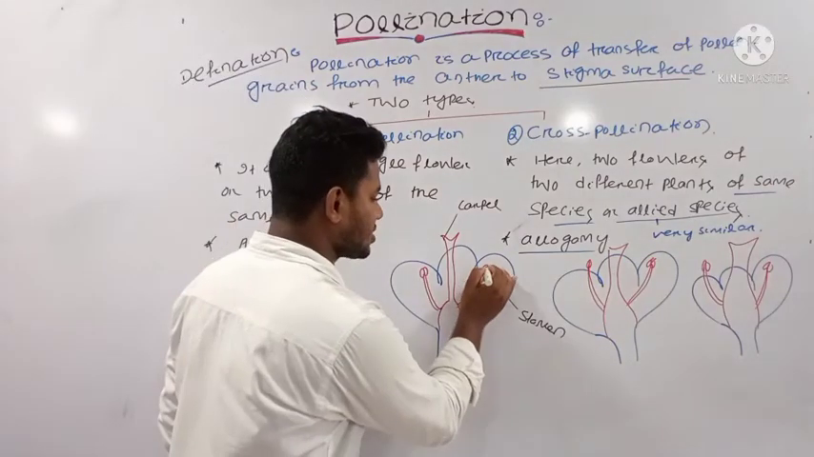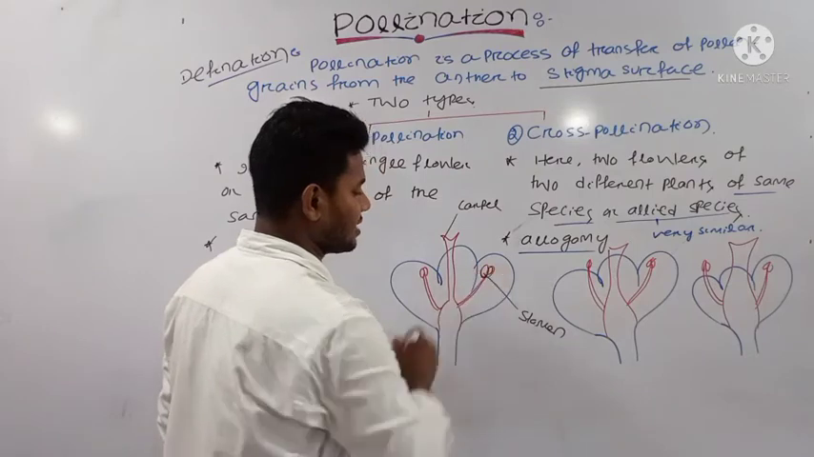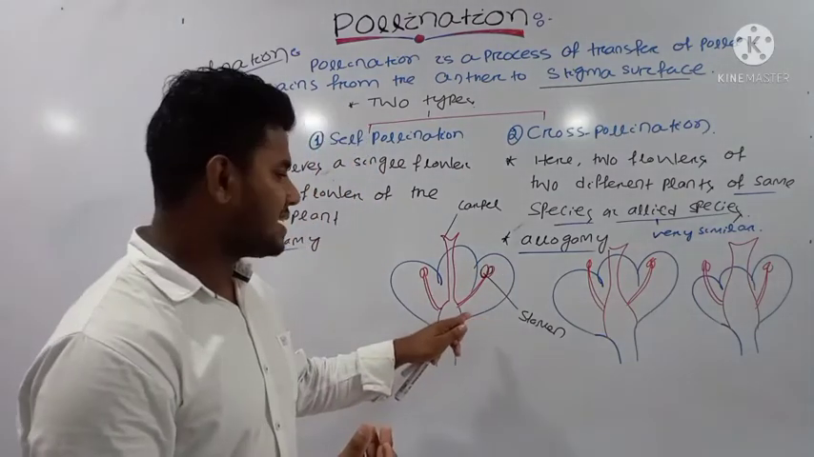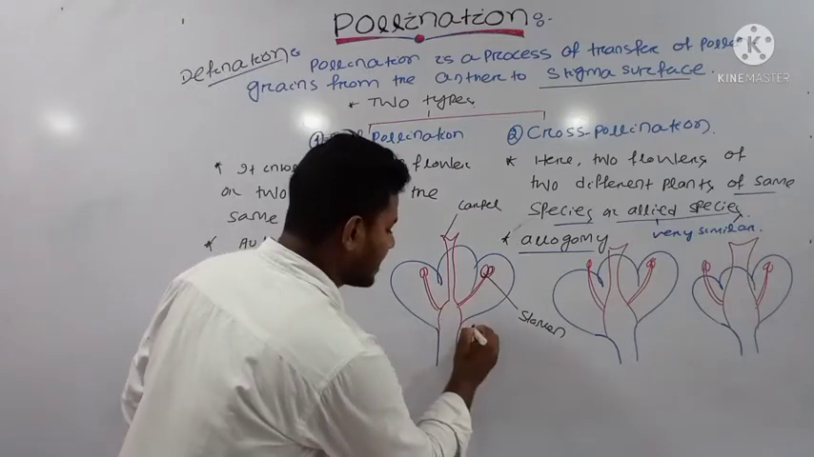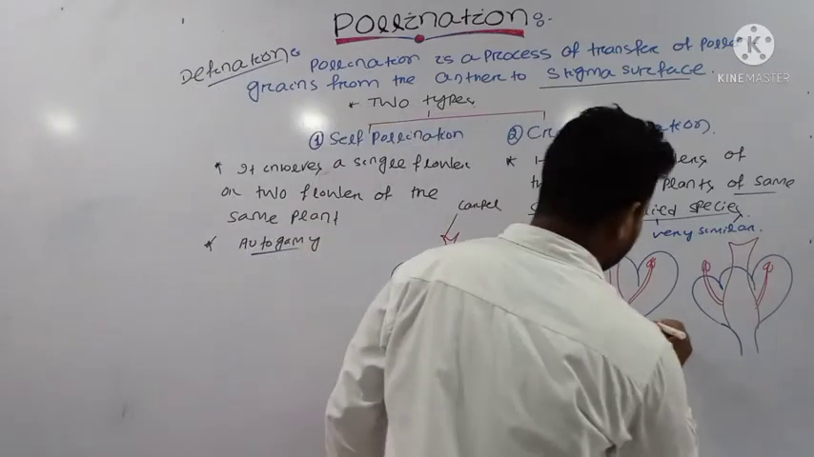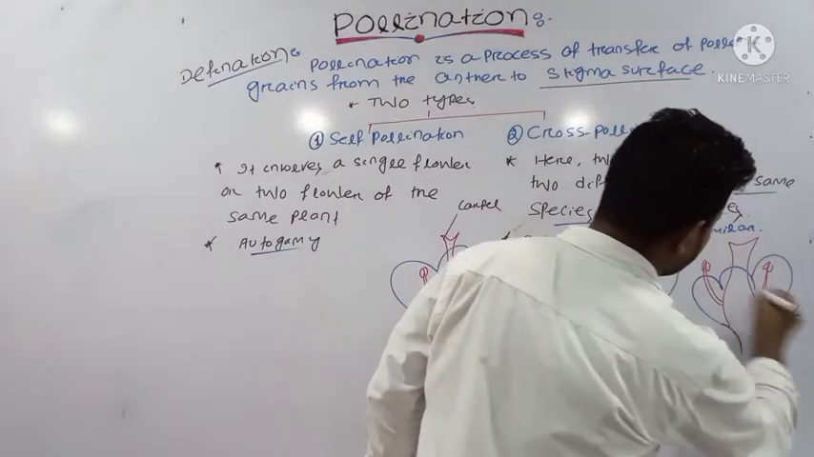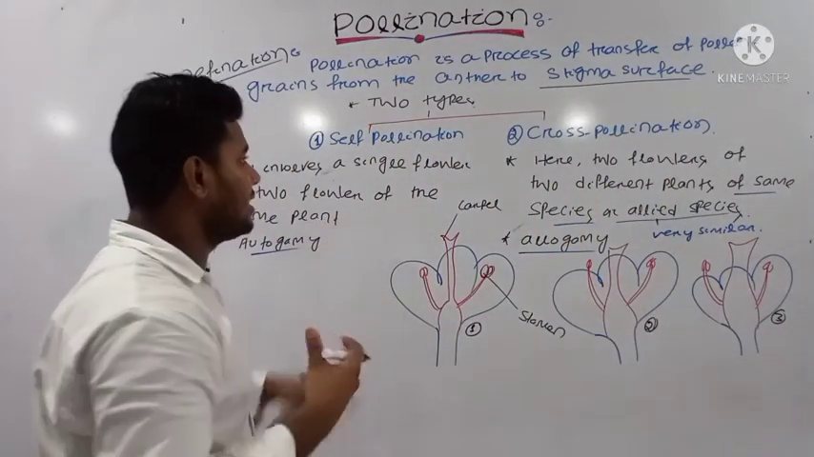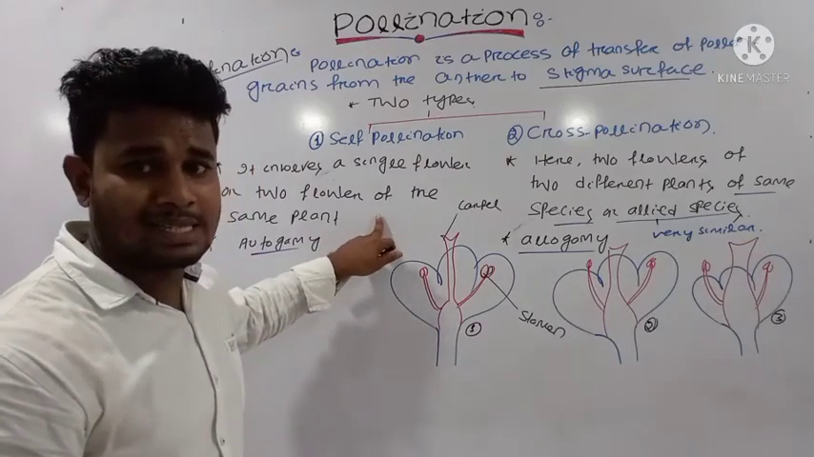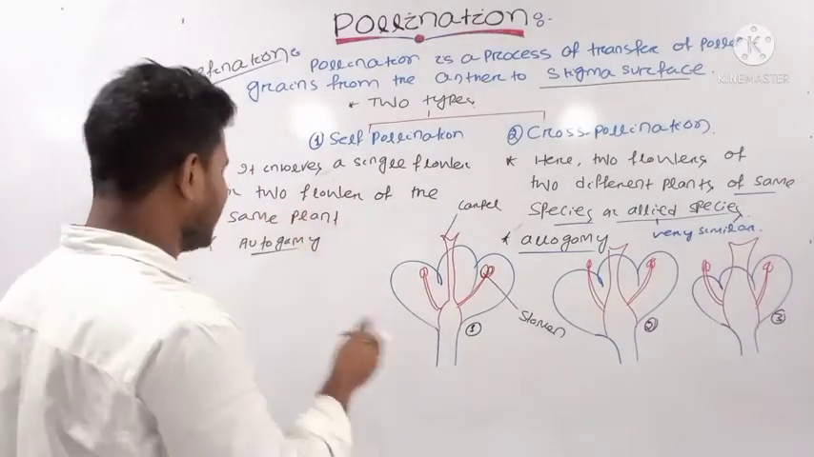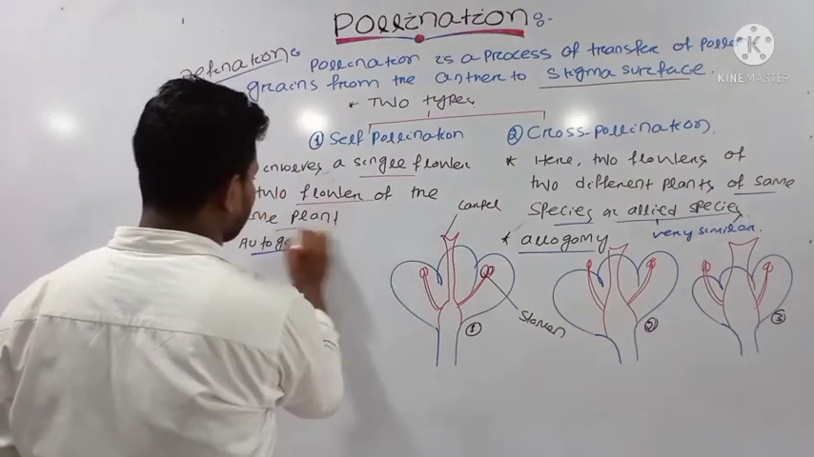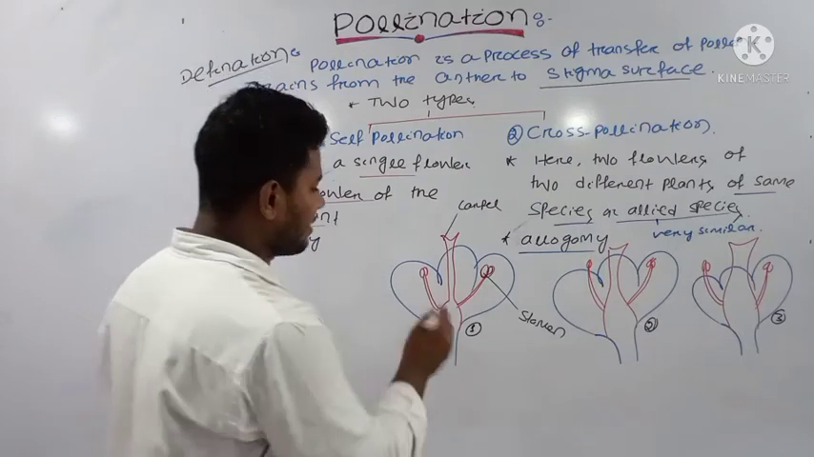This structure is called one anther, this is another anther. And basically the pollen grains are formed inside the anther. Suppose this is flower number 1, this is flower number 2, and this is flower number 3. When I say self-pollination process, what is the definition? It involves a single flower or two flowers of the same plant. Clear?